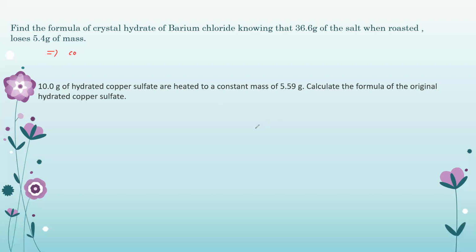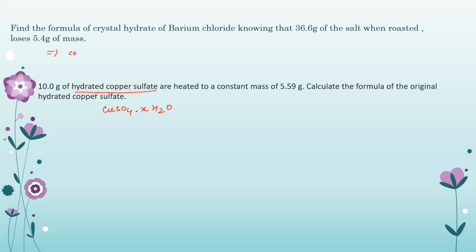Okay, now we have the last type, which says that 10 gram of hydrated copper sulfate are heated to a constant mass of 5.5 gram. Calculate the formula of the original hydrated copper sulfate. So first of all, you should be aware of what is the formula of copper sulfate. Copper sulfate is CuSO4 and this is hydrated. So it would be dot XH2O, correct?